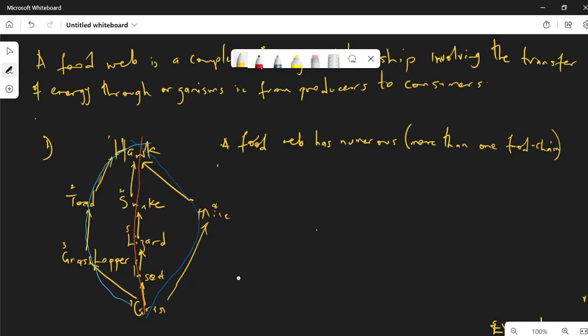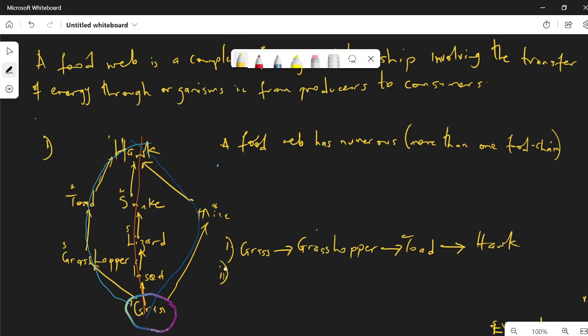Remember, we will start with the producer. So in this food web, who wants to tell me which one is seen as our producer? Grass. The grass is seen as our producer. So if you are writing out the food chains, number 1, we have grass to grasshopper, to toad, to hawk.